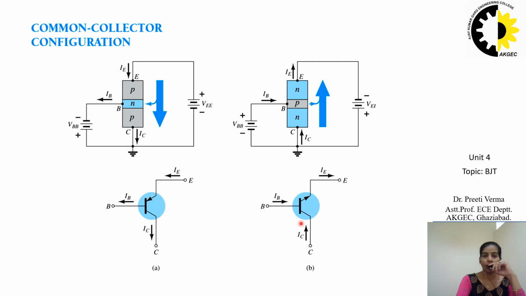The lower one is the symbolic representation of that bipolar junction transistor, and it is showing the direction of current. IE current is outward, IB current is inward, and IC current is inward. So in this case also, for the common collector configuration, we can write the current equation as IE is equal to IC plus IB. I also told you earlier that the current IE is equal to IC plus IB. This equation will be valid for all the three configurations: common emitter, common base, and common collector.